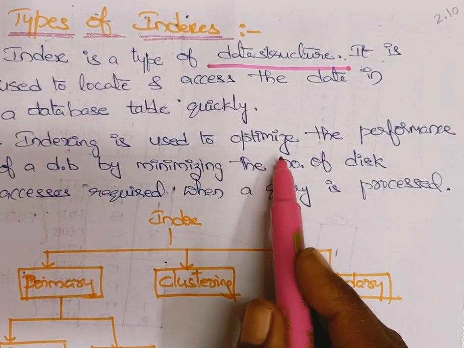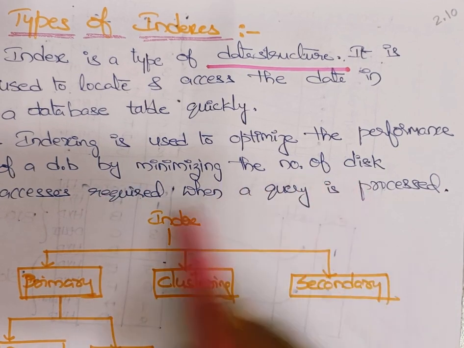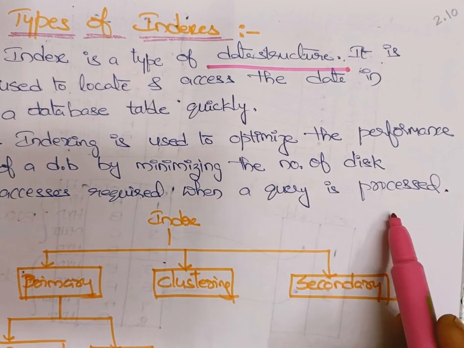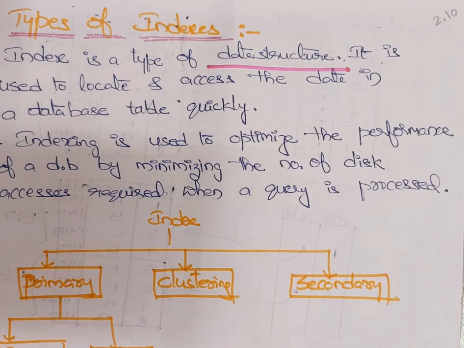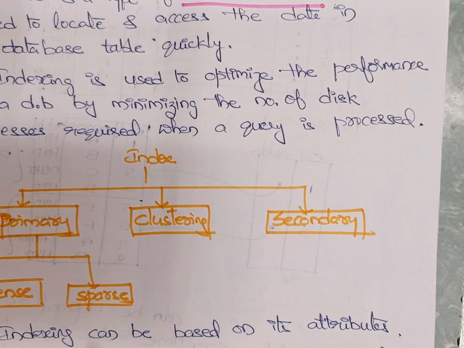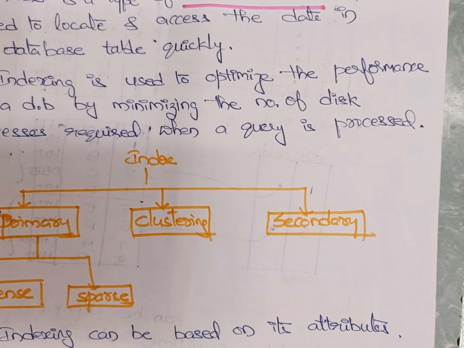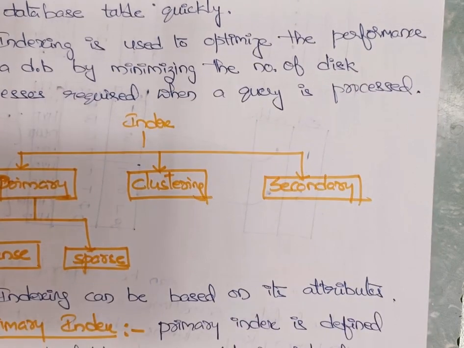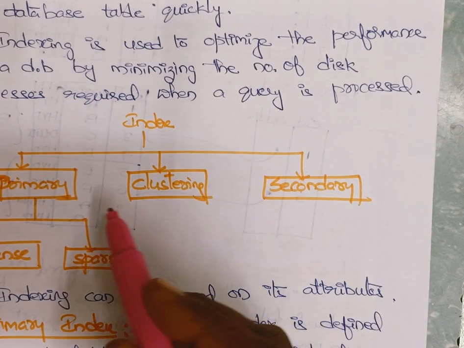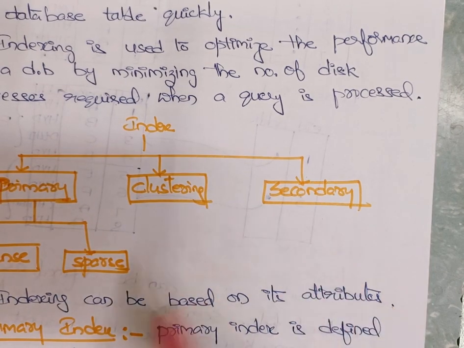Indexing is used to optimize the performance of a database by minimizing the number of disk accesses required when a query is processed. So here, mainly the purpose of indexing is to minimize the number of disk accesses when a query is processed. The types of indexes are primary index, clustering index, and secondary index.